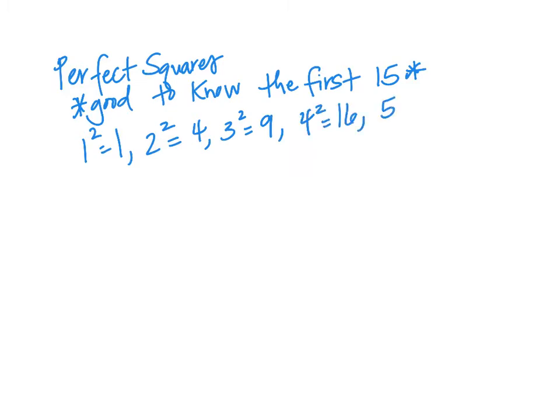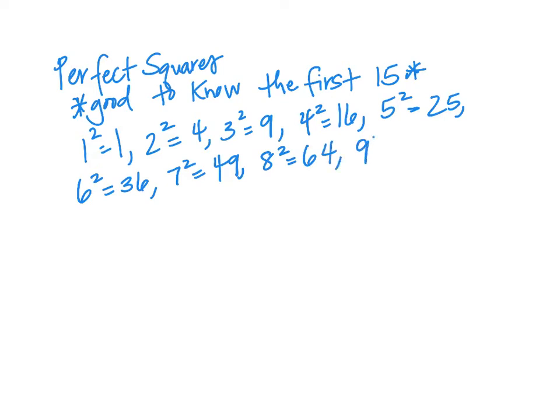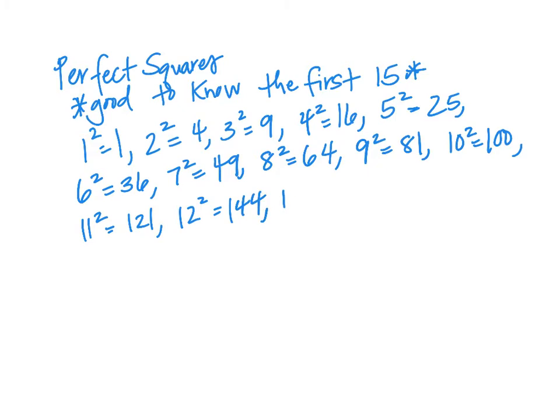16, 5 squared gives us 25, 6 squared gives us 36, 7 squared gives us 49, 8 squared gives us 64, 9 squared gives us 81, 10 squared gives us 100, 11 squared gives us 121, 12 squared gives us 144, 13 squared gives us 169, 14 squared gives us 196, and 15 squared gives us 225.